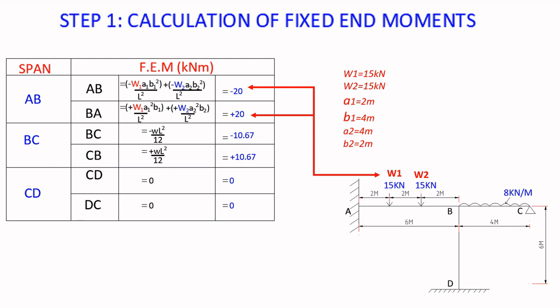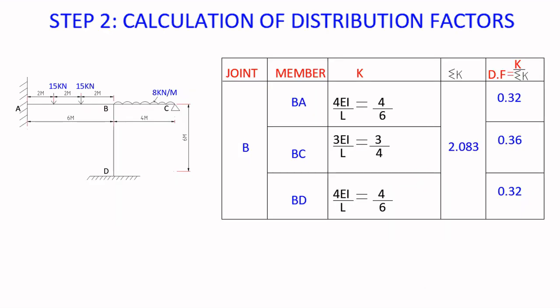Now let's go to the next step, that is calculation of distribution factors. The distribution factor is calculated as shown in the table. If the far end is fixed, K is 4EI over L. So if you are at joint B, for BA the far end is fixed, so therefore the formula is 4EI over L. The same case with BD. But for BC, since the far end is pinned, we are going to have 3EI over L. If you substitute the values, for BA it's 4 over 6, for BC it's 3 over 4, for BD it's 4 over 6.